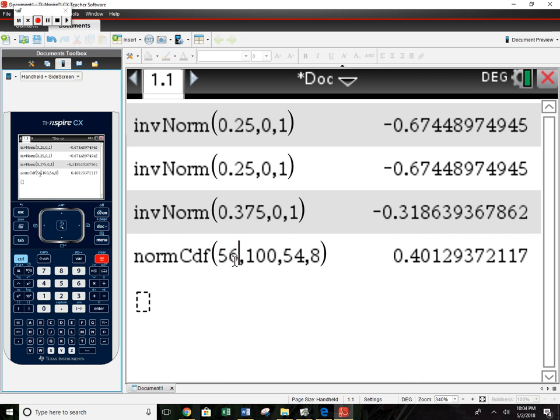calculator froze up. My keyboard's froze up. Something's froze up.